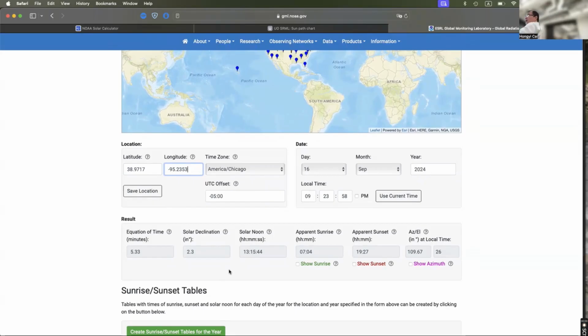You should see the numbers changed. So right now, the equation of time calculates 5.33. Solar declination like this. Solar noon time is like this one. And the apparent sunrise like this. Sunset. And this is the azimuth angle, in degrees. Apparently this is related to the north, right? So it's like 109.6 degrees in reference to the north side.